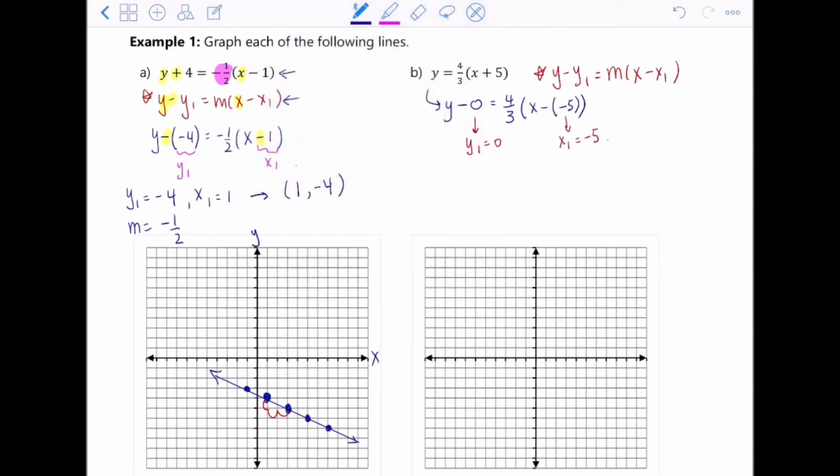So we have a point coordinate, negative 5 and 0. So let's plot that again. So 1, 2, 3, 4, 5 right here, and y is 0. All right, so we have a slope. So slope is 4 over 3. So we go up 4 and then 3 to the right. So 1, 2, 3, 4, and then 1, 2, 3. We do the same thing again, and we'll connect the points, and we're done.